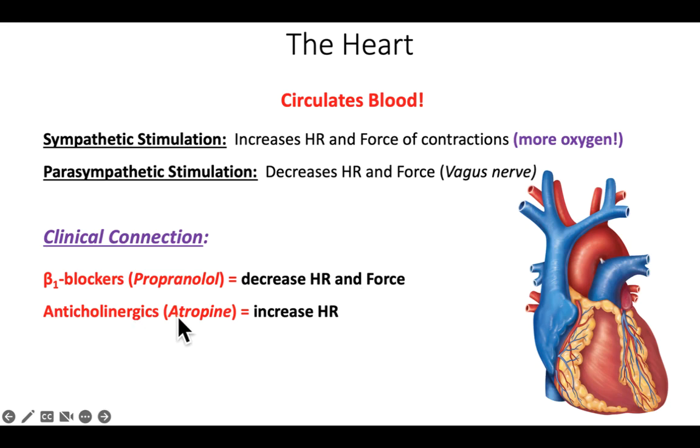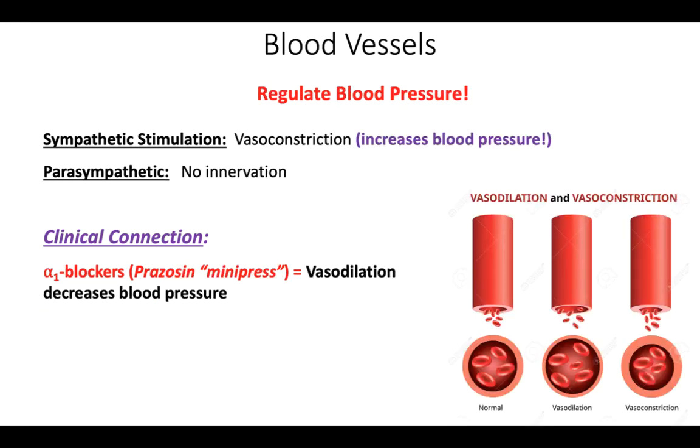Anticholinergics, such as that atropine we looked at in the previous slide, can block the vagus nerve and increase your heart rate. All right, so that's the heart. Next one, blood vessels, also cardiovascular.